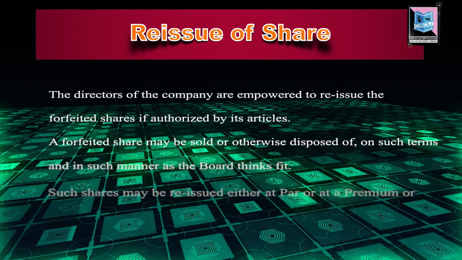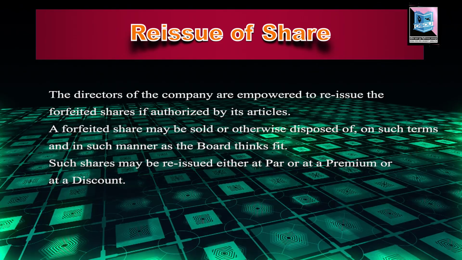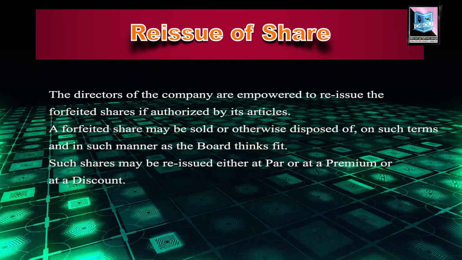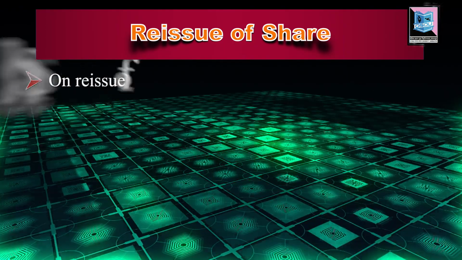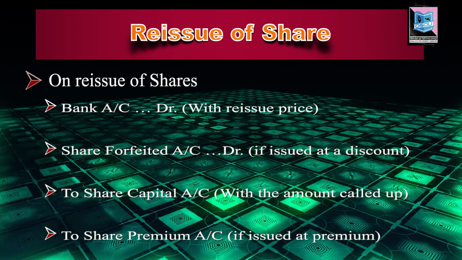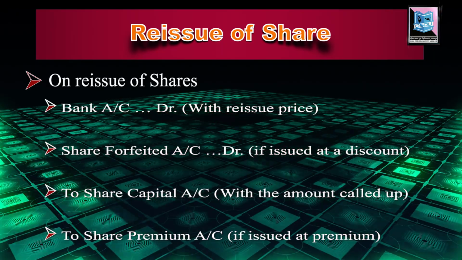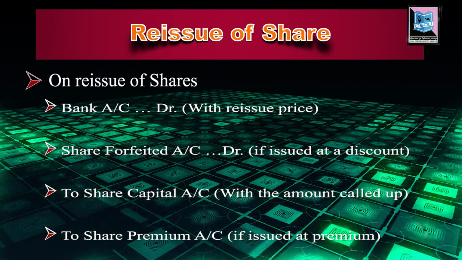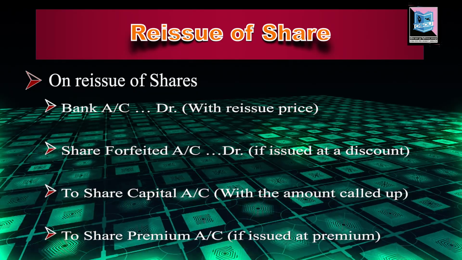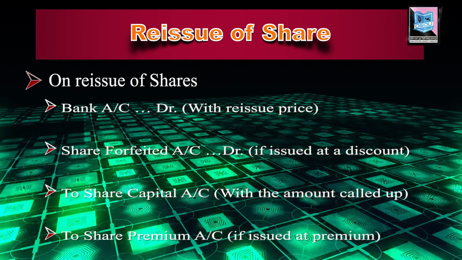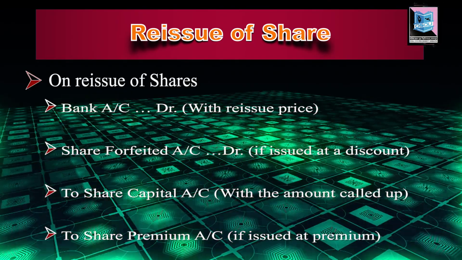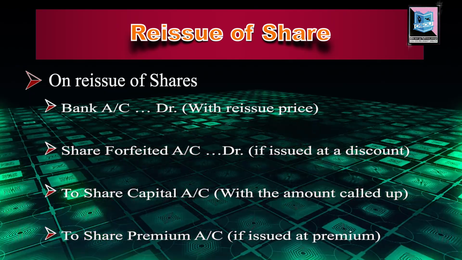Whenever you reissue the shares to the general public, that reissue may be done in three ways: reissued at par, reissued at a discount, reissued at a premium. What will be the general entry for that? Whenever you issue the shares at par, the entry will be bank account debit to share capital. The same entry applies if you issue the shares at a discount: bank account debit, share forfeiture account debit to share capital account. If the same is issued to the general public at a premium, the entry will be bank account debit to share capital and to share premium.